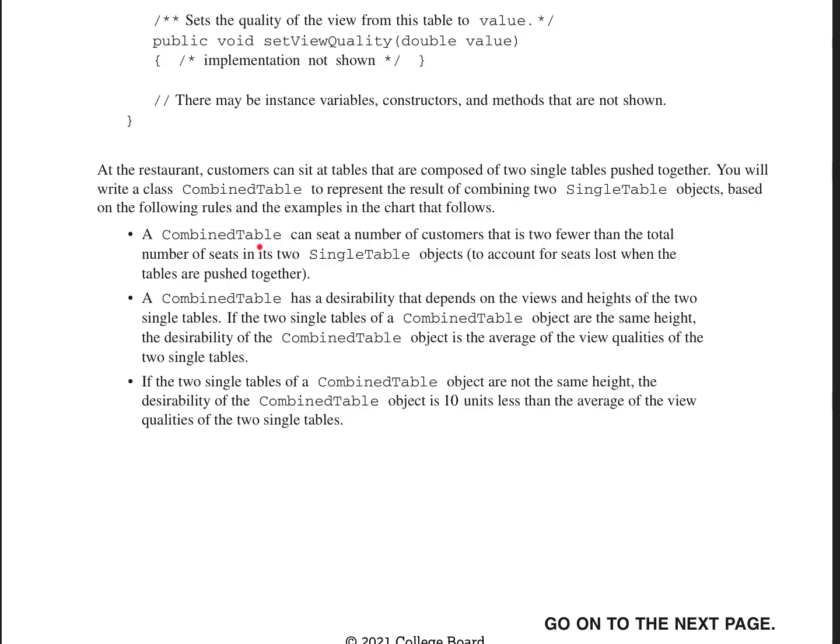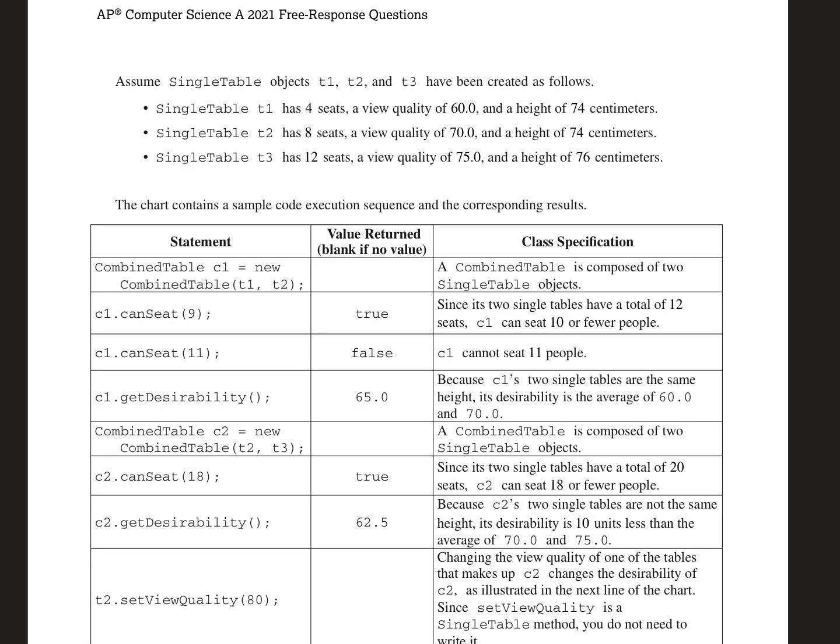So a combined table can set the number of customers to fewer than the number of seats on the single table. A combined table has a desirability that depends on the view heights of the single tables. If the heights are the same, then it'll be the average of the views or the desirabilities. If the two tables are not the same height, then it's going to be the average minus 10. So here's a picture of what's going on.